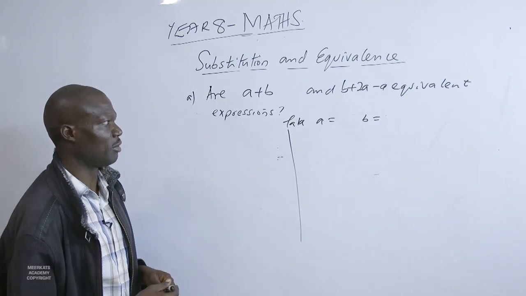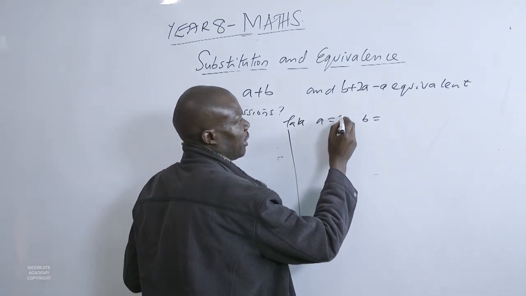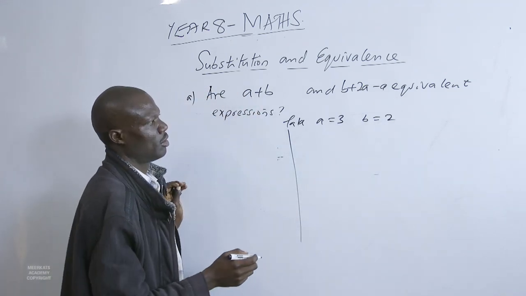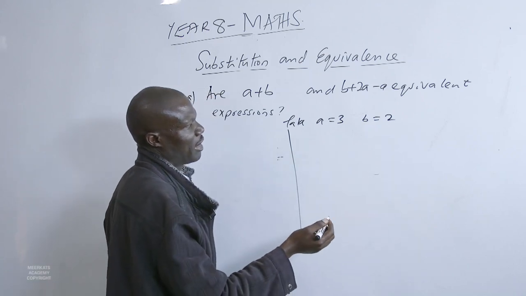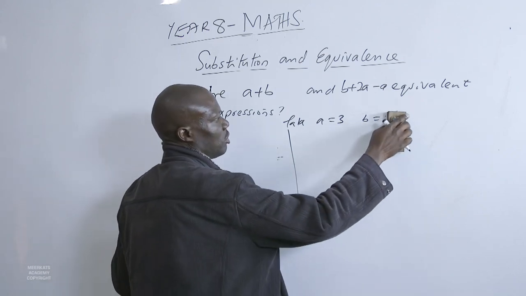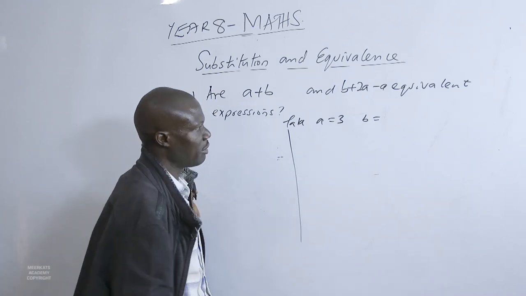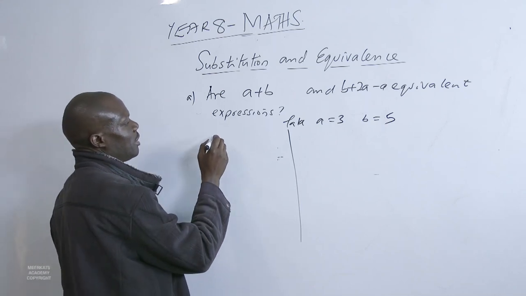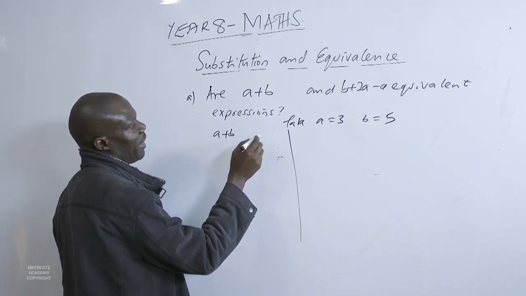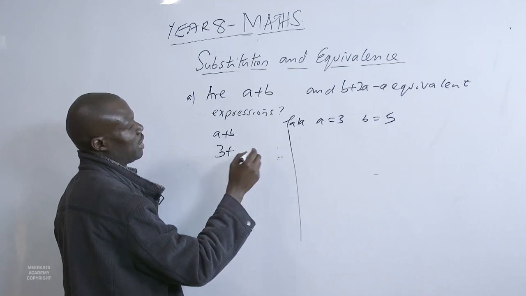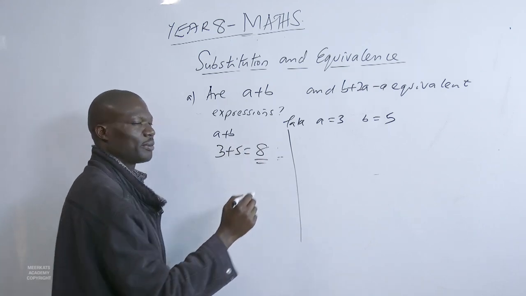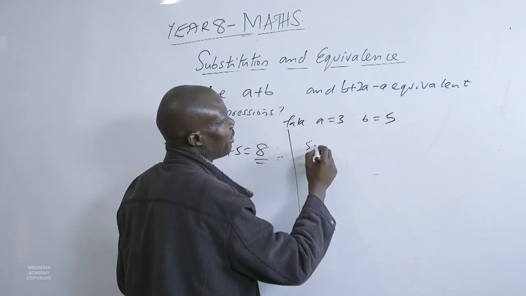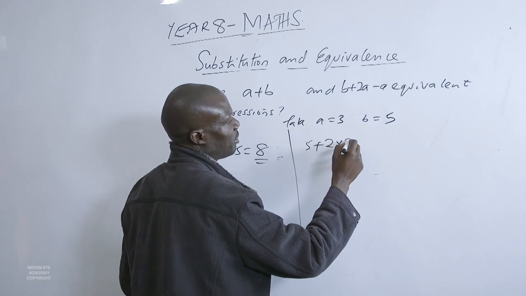So let us give a 3 and b maybe a 2. Or let us give it a bigger, even a different value, because we had used 2 initially. Let us give it a 5. This side we have a plus b, and a is 3 plus b is 5. This gives us 8.